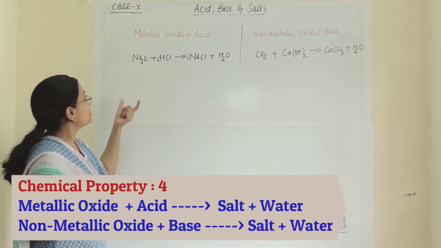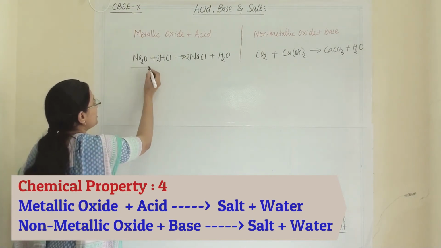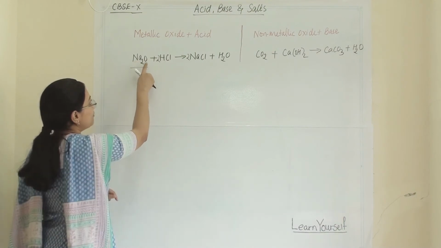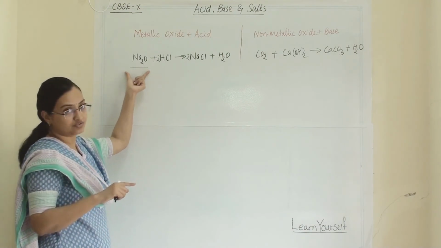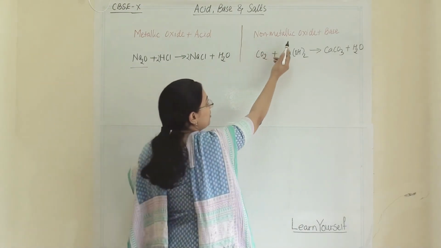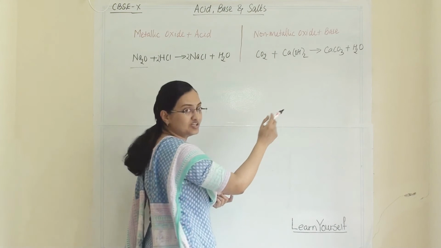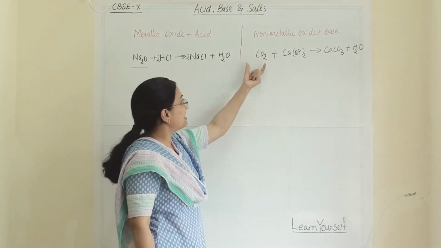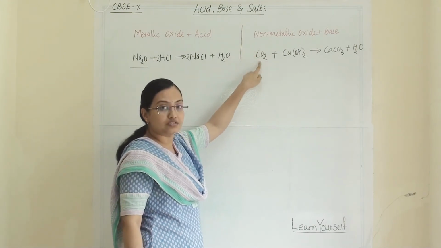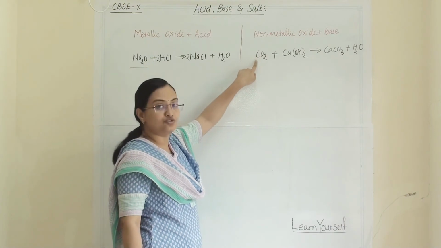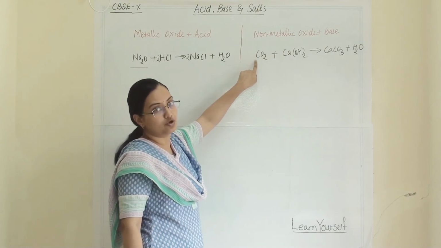So in this, the metallic oxide I have taken here is sodium oxide. Sodium is a metal, and when oxygen reacts with a metal, it is termed as metallic oxide. Similarly, non-metallic oxide means when a non-metallic element reacts with oxygen, that compound is termed as non-metallic oxide. So carbon dioxide is a non-metallic oxide. Carbon is a non-metallic element. When it reacts with oxygen, this is known as a non-metallic oxide.